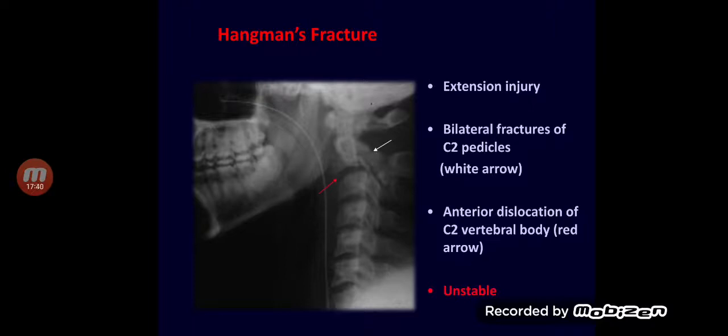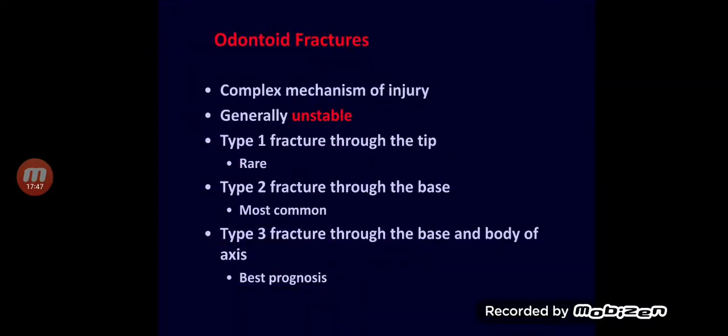Hangman's fracture is an extension injury with bilateral fracture of the C2 pedicles, like that shown in the white arrow. There will be anterior dislocation of the C2 vertebral body, like what happens in the red arrow. It is totally unstable.